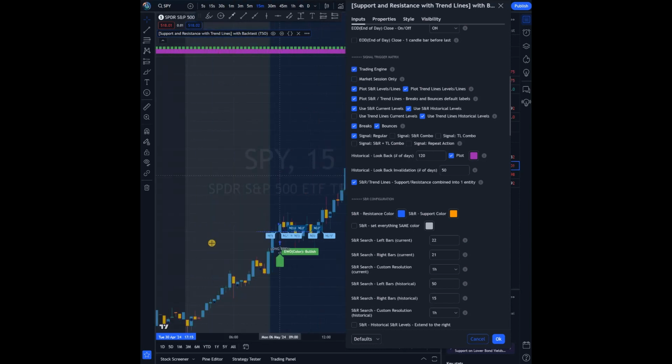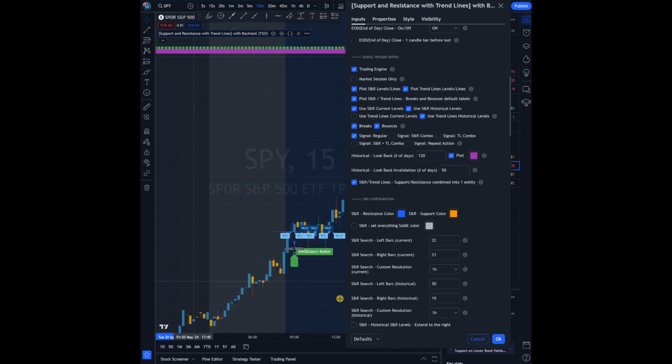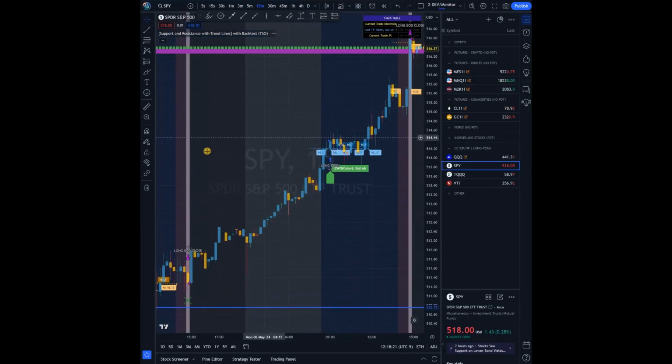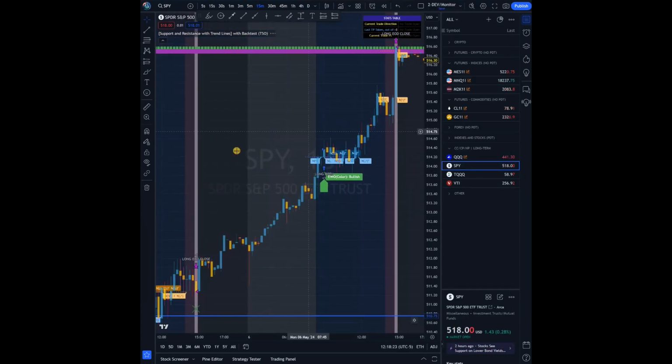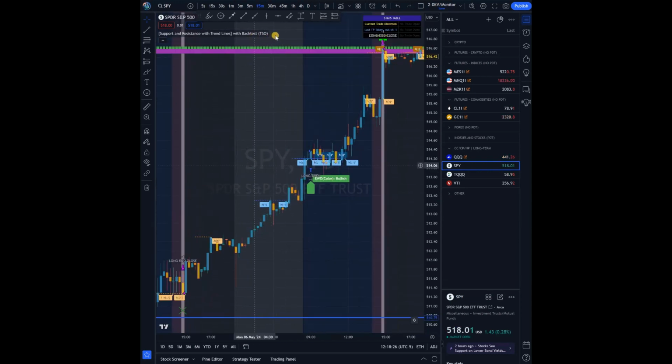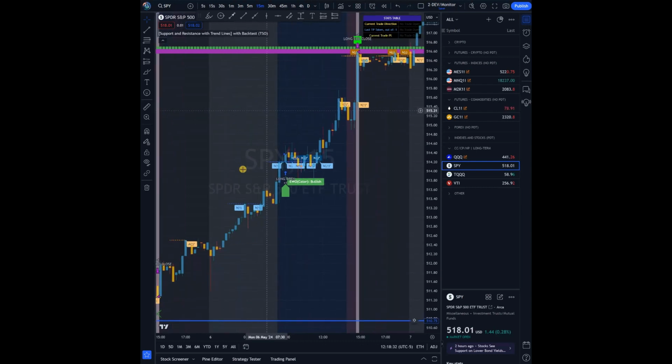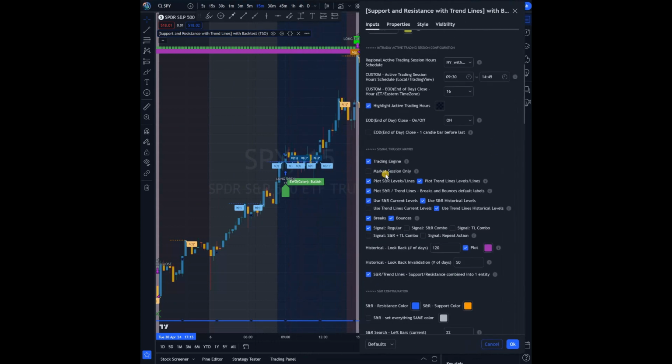Market session only removes, like you see, there is pre-market, post-market. It will show those labels here, which are not really needed. And TradingView is limited in terms of how many labels it can display on the chart, so to save up space, also the lines as well. Those lines will appear only if there's going to be a crossing, a break, or a bounce. That's why it's on by default. But if you want to see those pre-market, you can switch this off.